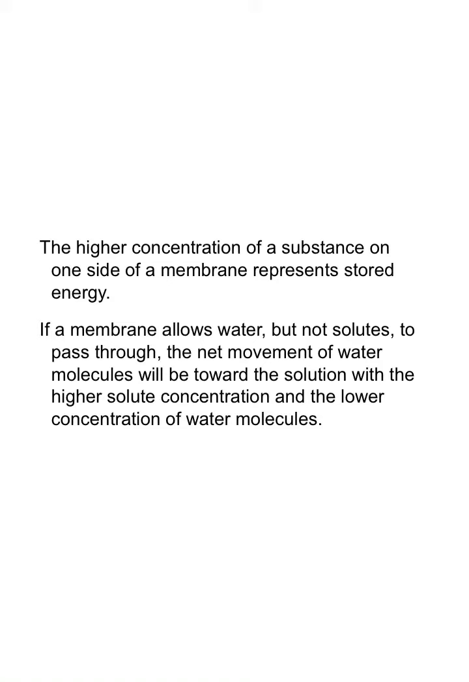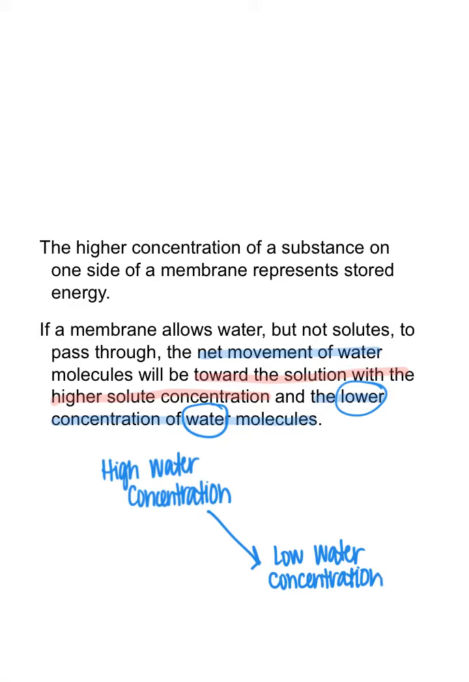Now, a membrane allows water but not solutes to pass through. When this happens, the net movement of water molecules will be towards the solution with the higher solute concentration, meaning the lower concentration of water molecules. So, the water will be moving towards the side with the higher solute concentration, but that reasoning is because you have a higher solute concentration and a lower concentration of water. Water is going to move from a high water concentration to a low water concentration.